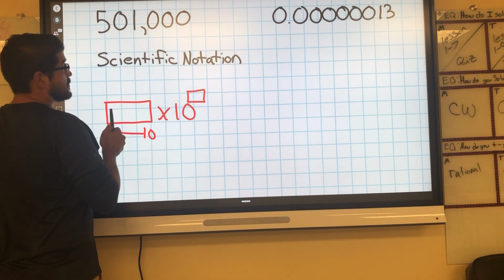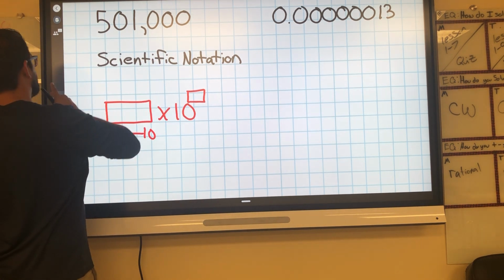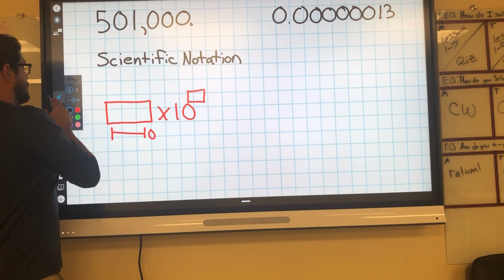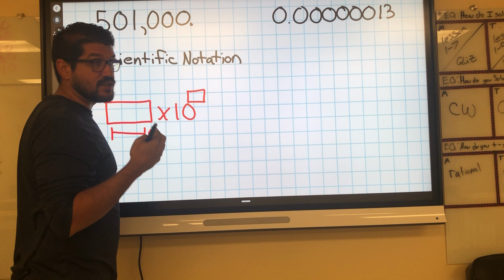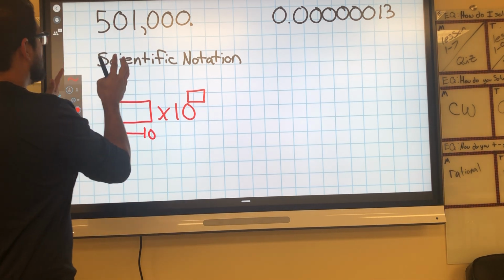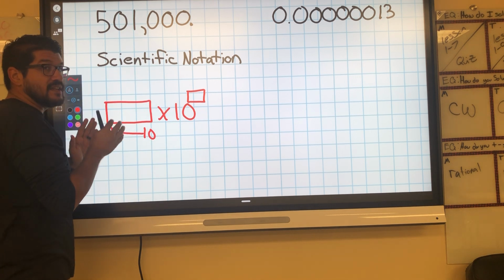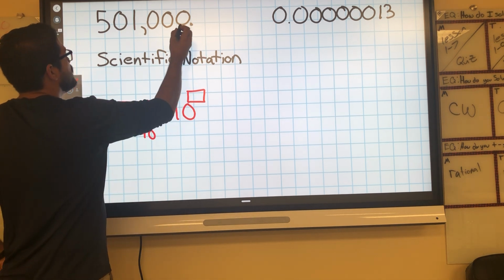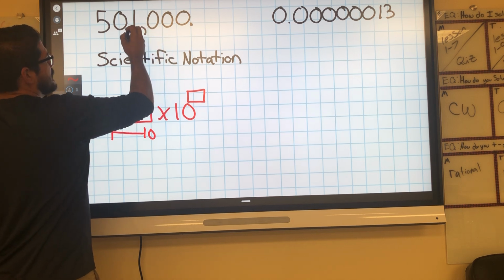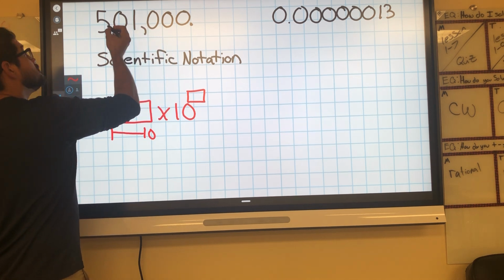So here the number has to be between 1 and 10. So here is where the decimal point is in this number. It's right here. Now, its new location has to be somewhere that makes the number between 1 and 10. So where can I move the dot? That would be too big, too big, too big, still too big.